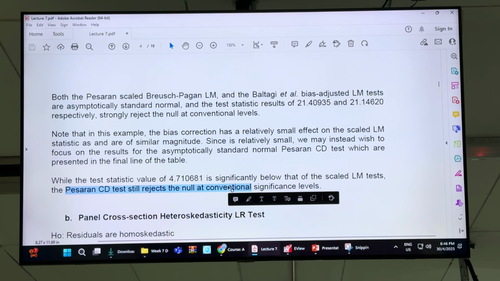So you reject the hypothesis, and we can conclude that there is cross-dependency in the residual. It means that whatever we estimated in the previous lecture, the test statistic is invalid. It's not that accurate. If you raise the issue of cross-sectional dependence, then your estimation in the previous lecture is not that accurate anymore.